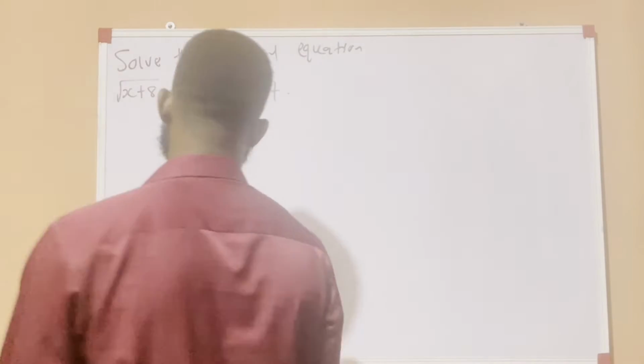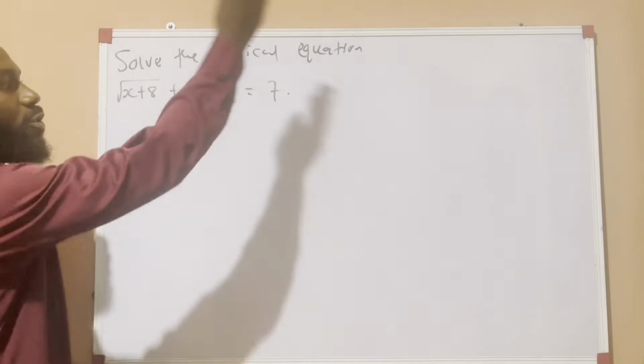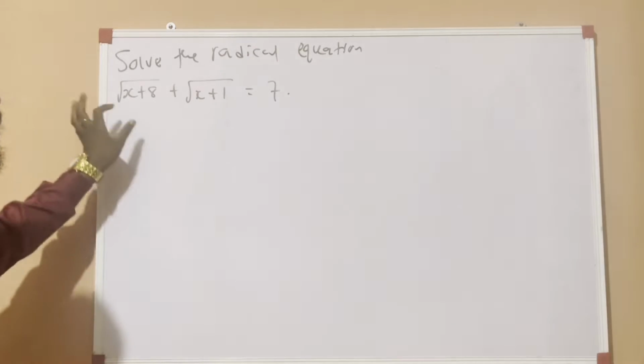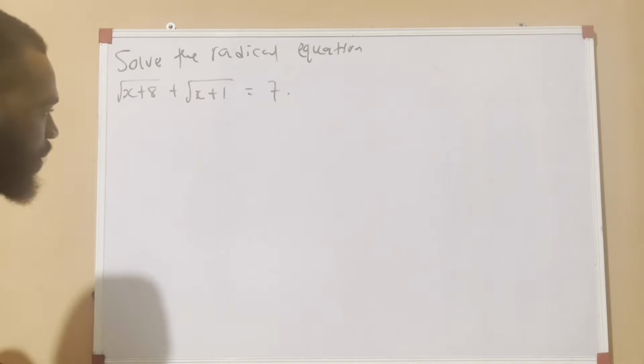This is the first thing we are going to do. Let us take positive root x plus 1 to the right hand side of the equation. If we do that, we will be left with root x plus 8 on the left hand side of the equation. So let us begin the class.